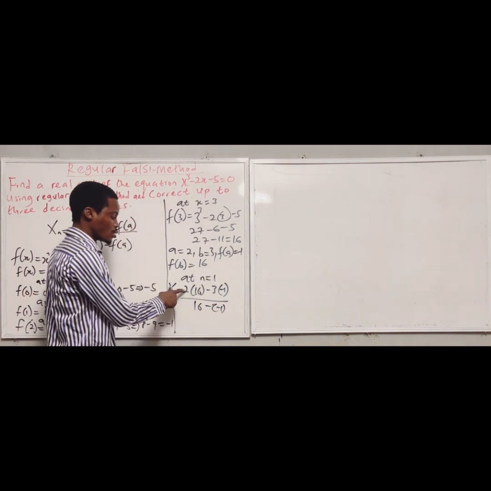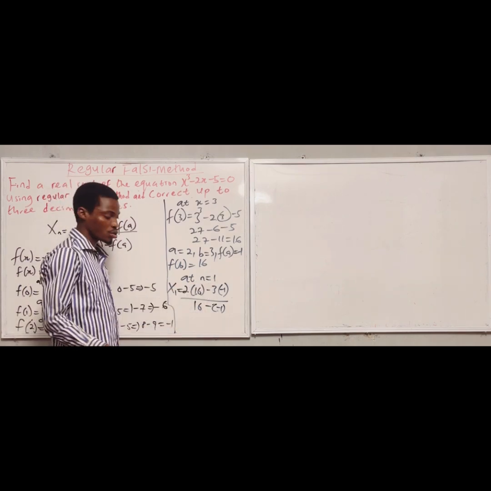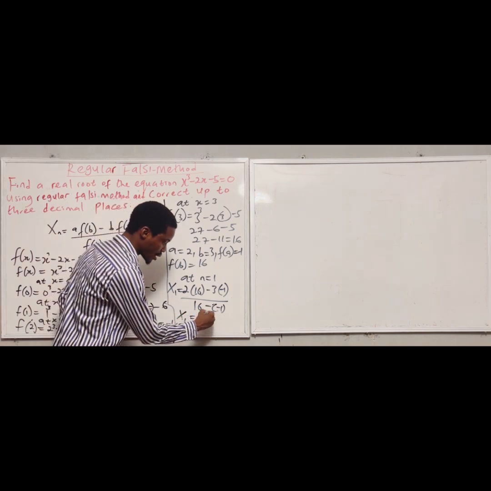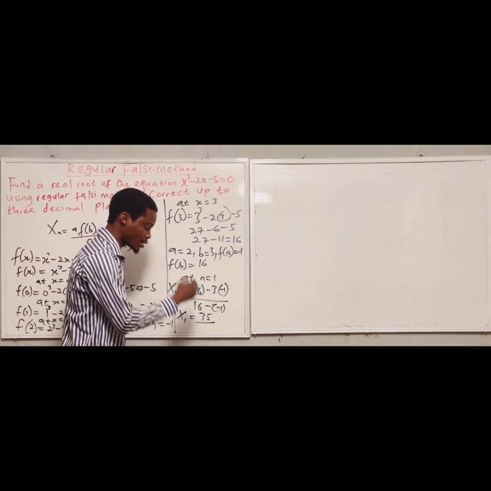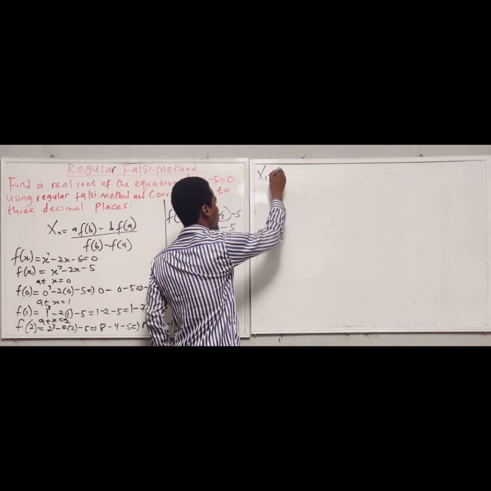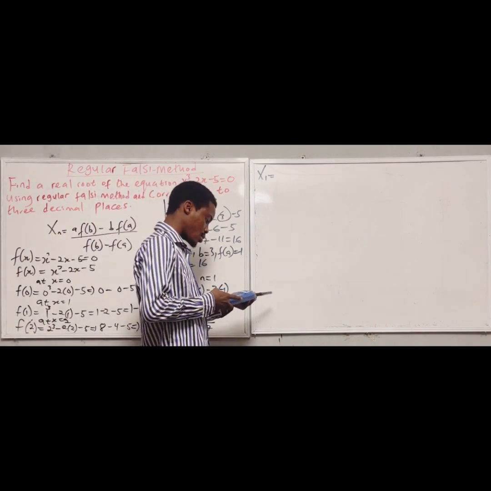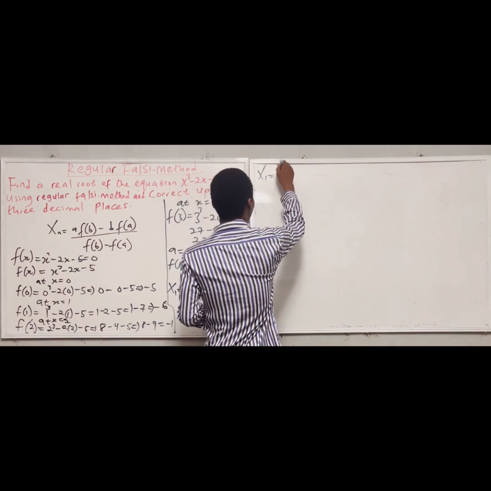So 2 multiplied by 16 gives 32. Minus times minus is plus, so 32 plus 3 gives 35. My s of 1 is 35 all over, minus times minus is plus, 16 plus 1 is 17. So my s of 1 will be 35 divided by 17. So I have 2.0588.